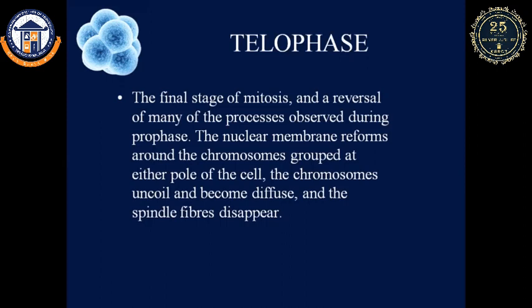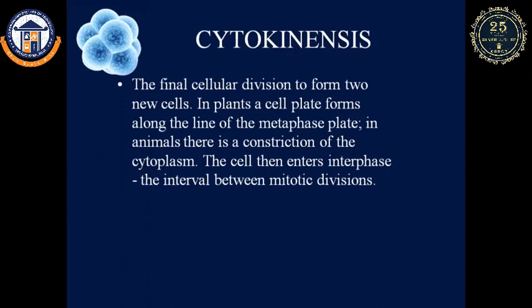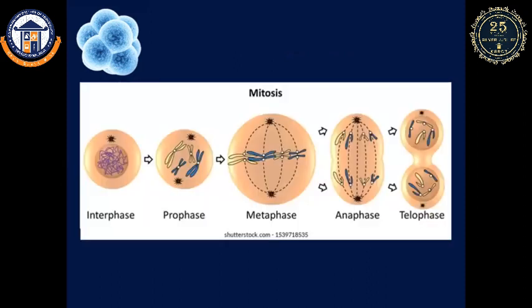In telophase, the final stage of mitosis, there is a reversal of many processes observed during prophase. The nuclear membrane gets reformed, and they get divided into two nuclei in a single cytoplasm. In cytokinesis, the cytoplasm gets divided into two so that they form two different cells. In mitosis, in prophase, the sister chromatids get condensed. At the metaphase plate, the centromere gets attached to the kinetochore, and they get divided. During anaphase, the sister chromatids get separated, and at telophase, they are divided into two.